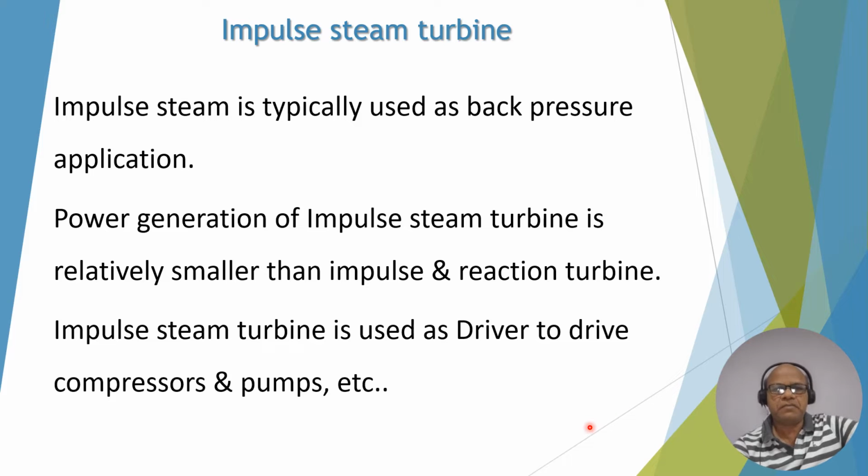Impulse turbine is typically used in back pressure applications. Normally, there are two types of application: one is a back pressure application, another is called a condensing type of application. In back pressure application, the outlet or exhaust pressure of the turbine is still superheated steam, and that can be used in the process industry. So typically, impulse turbine is used in back pressure applications, and the power generation of an impulse turbine is relatively smaller than an impulse and reaction turbine.